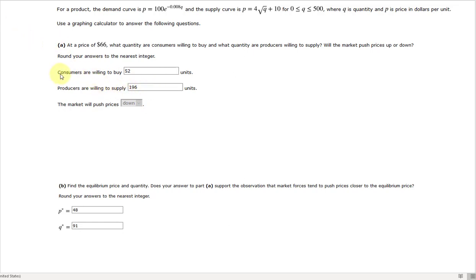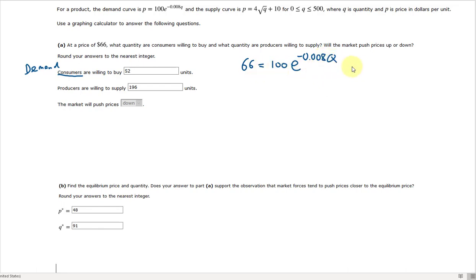First thing is, anytime I'm talking about a consumer, I know that I have to apply the demand equation. So the demand equation is given here: P equals 100 e to the minus 0.008 Q, and now the price is given as 66. So let me plug in 66 here, and we are looking for the number of units, the quantity Q. So we go ahead and solve for Q.